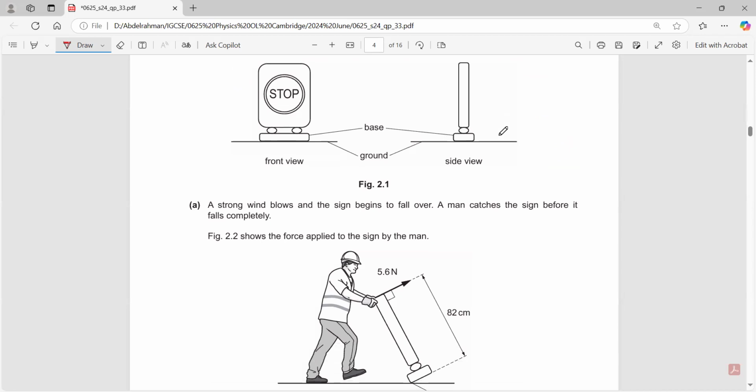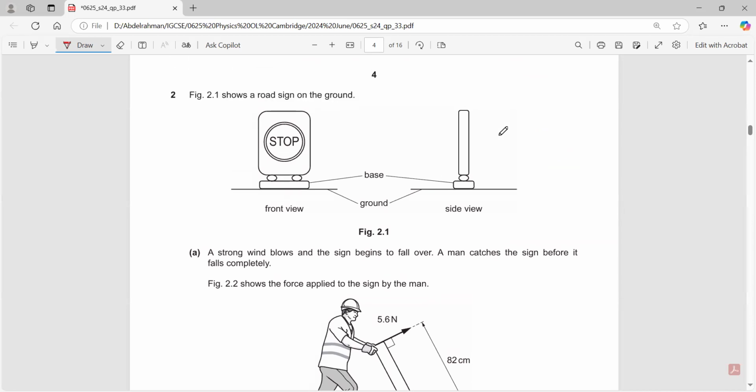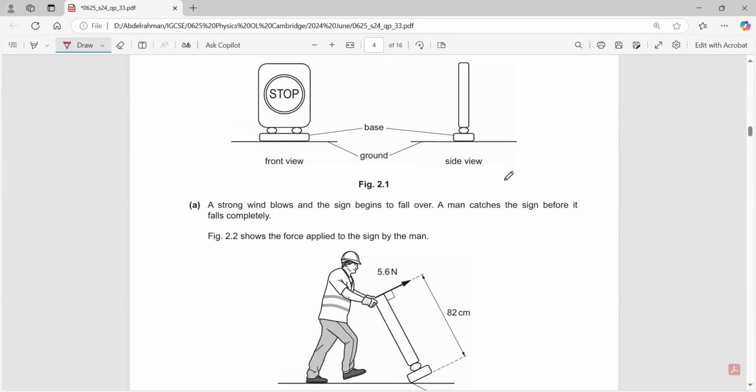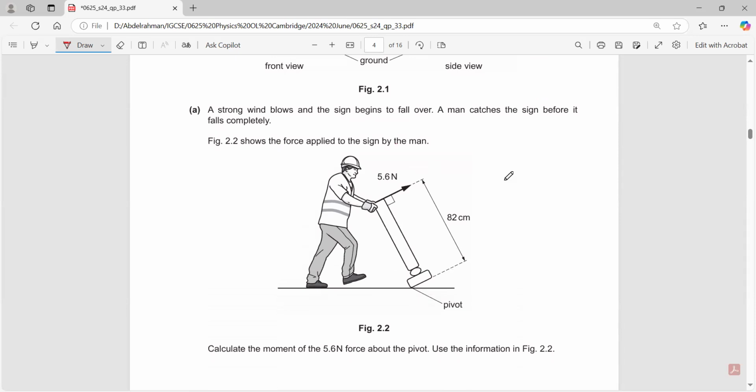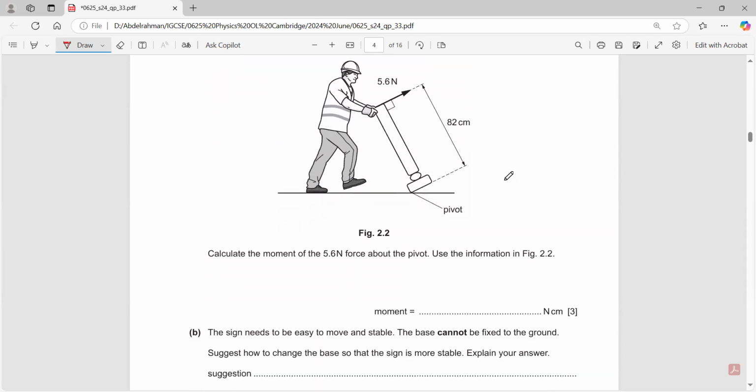Question 2. We have a stop sign. This is the front view and this is the side view. A strong wind blows and the sign begins to fall over. A man catches the sign before it completely falls over. Calculate the moment of the 5.6 newton force about the pivot.